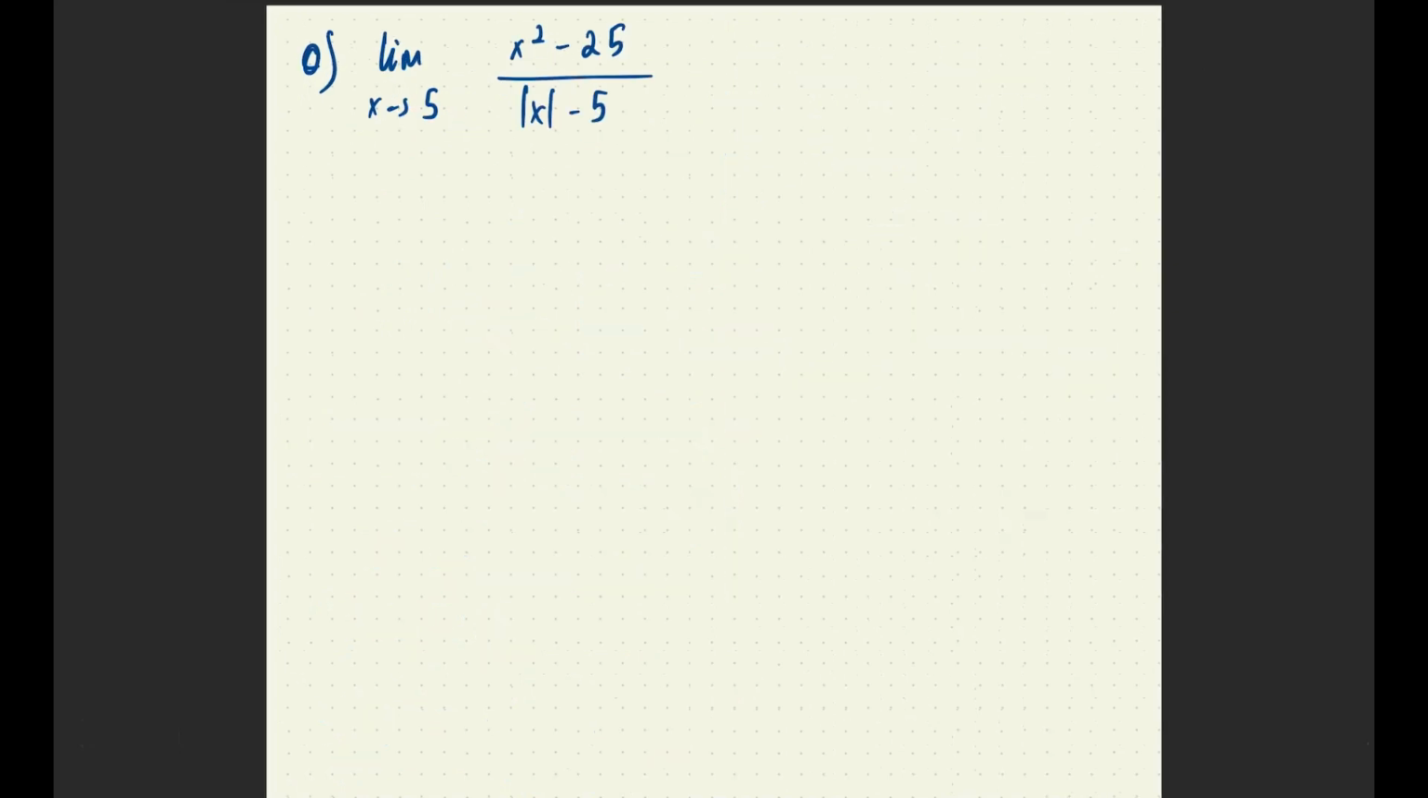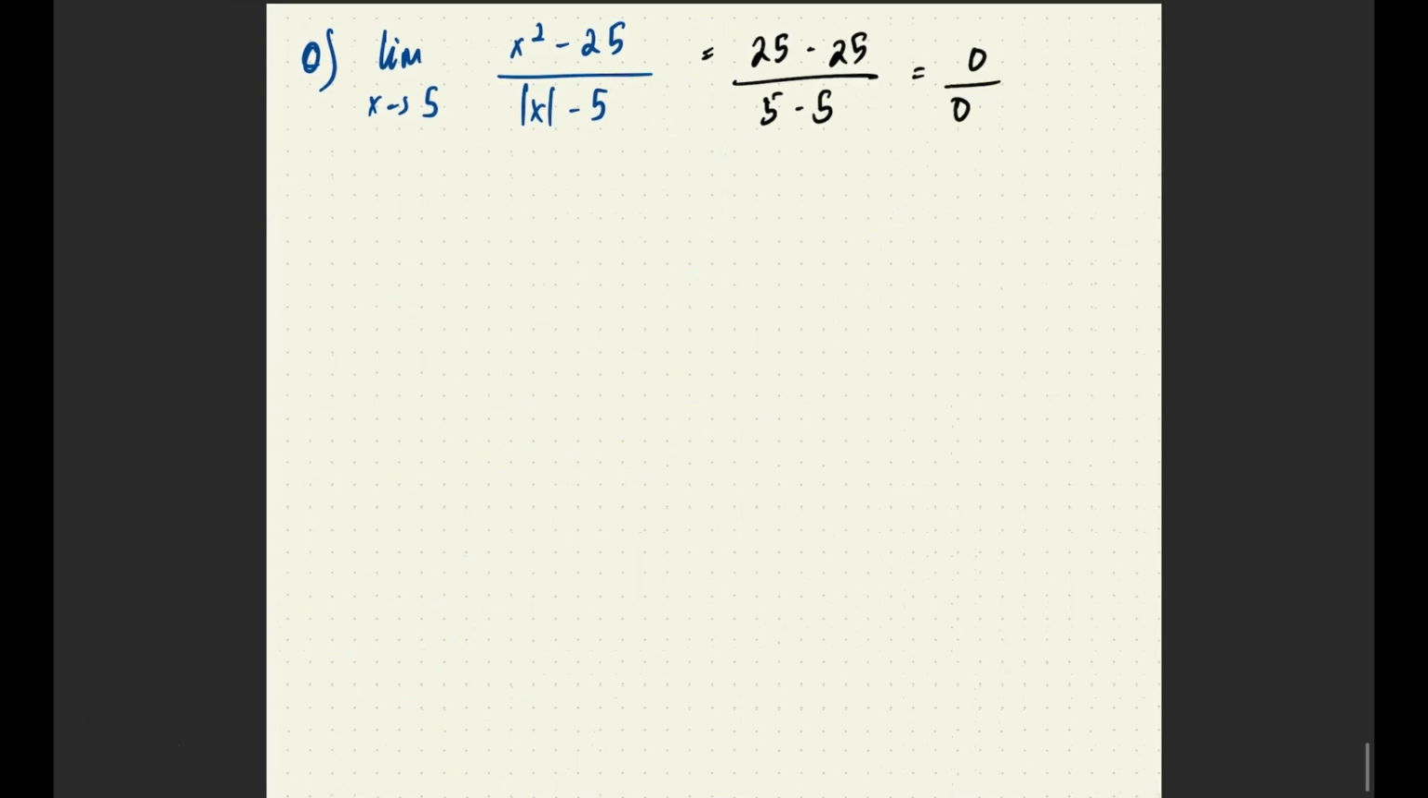Okay, so let's try and solve this example. This is the limit as x approaches 5 of x squared minus 25 divided by absolute value of x minus 5. So as usual, we should try and plug in first. That gives us 25 minus 25 divided by the absolute value of 5, which is just 5. So that is 5 minus 5. So this is just 0 over 0, which is indeterminate.